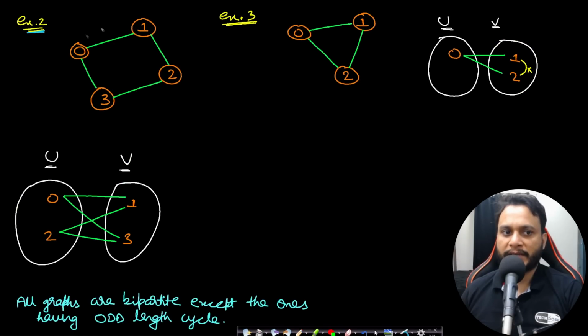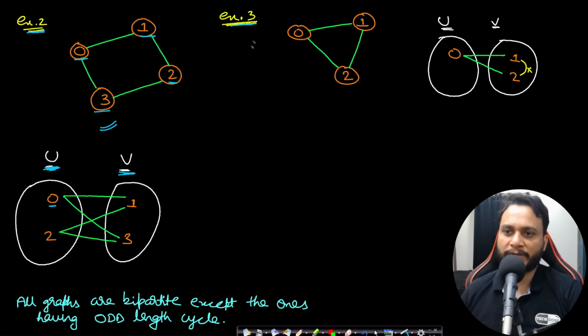Now, if you look at the second example, in this particular case, what I can do is I can take this 0, 2 and put it in set U, and take this 1, 3 and put it in set V in such a way that there will be no edge between two nodes in the same group, either in U or V. And if there is an edge, it will always be from a node in U to a node in V and vice versa. And you will see that there is no overlap of the nodes. That means a node is exactly present in either U or V, but not in both. So this is a bipartite graph. Even though there is a cycle here, it is a bipartite graph, right?